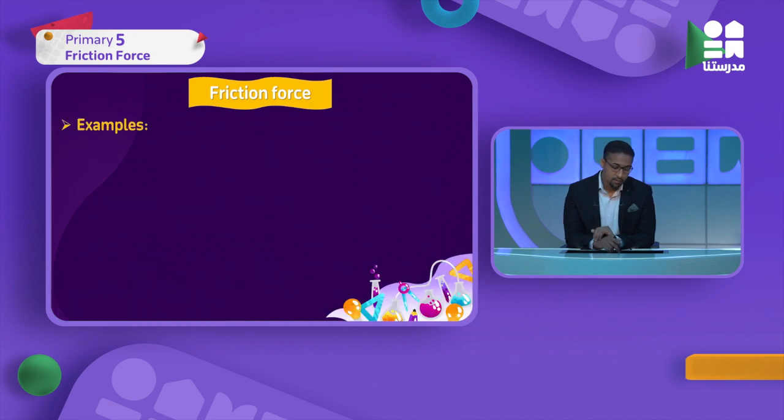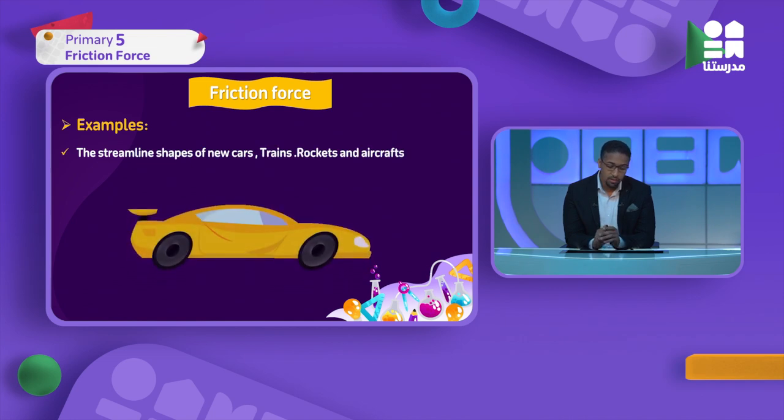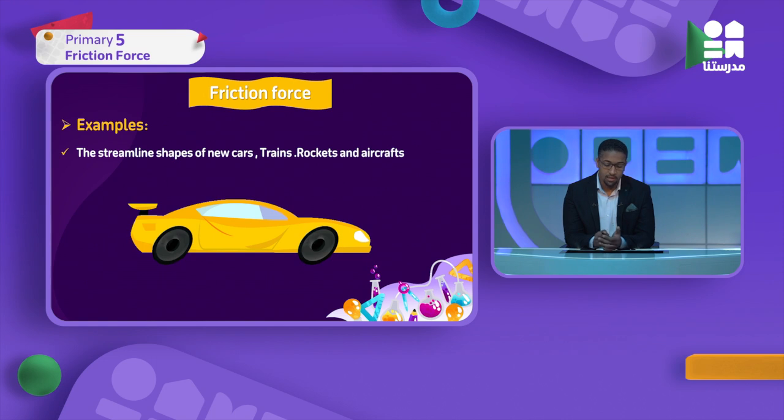Examples on surface area. Streamlined shape of new cars, trains, rockets, and aircraft. What is meant by streamlined shape? Streamlined shape means the first part of the object that faces the air is the smallest part of the object.